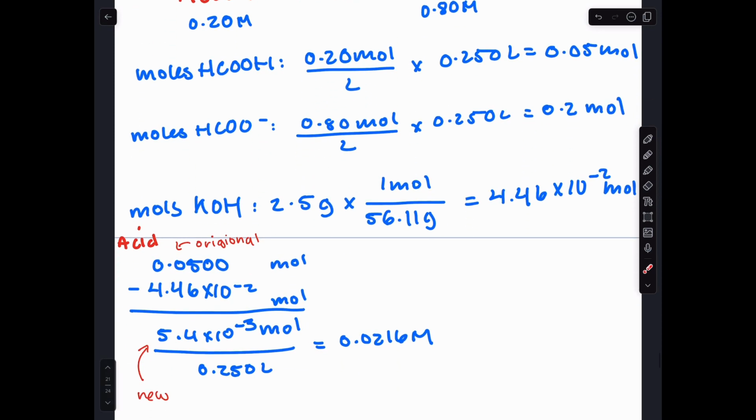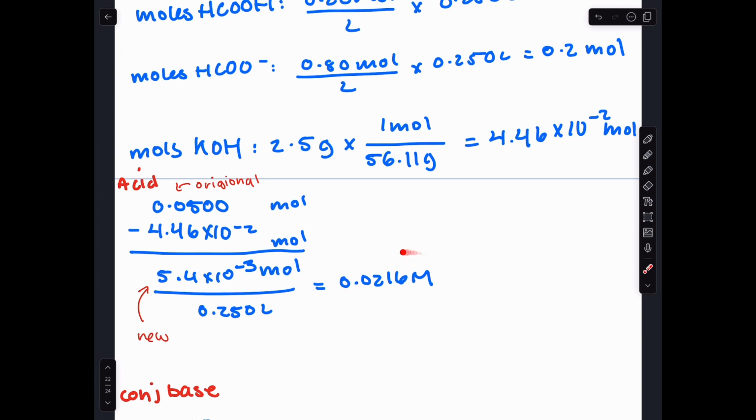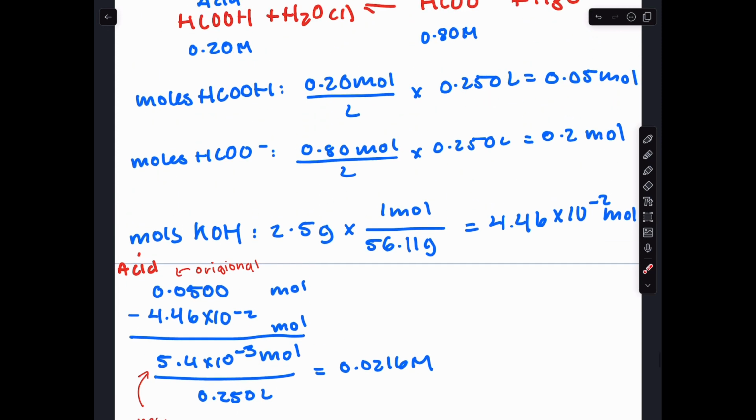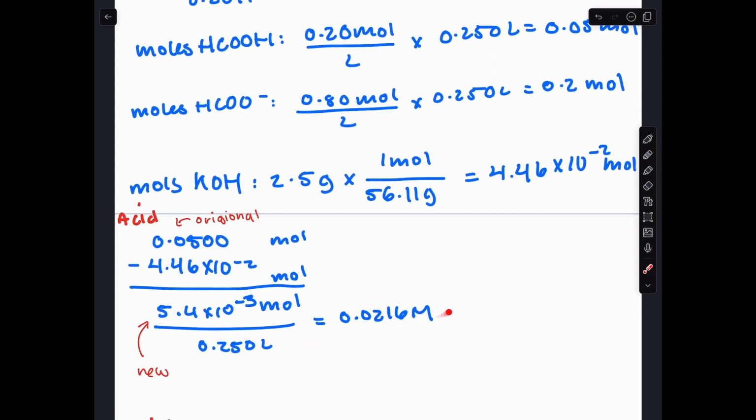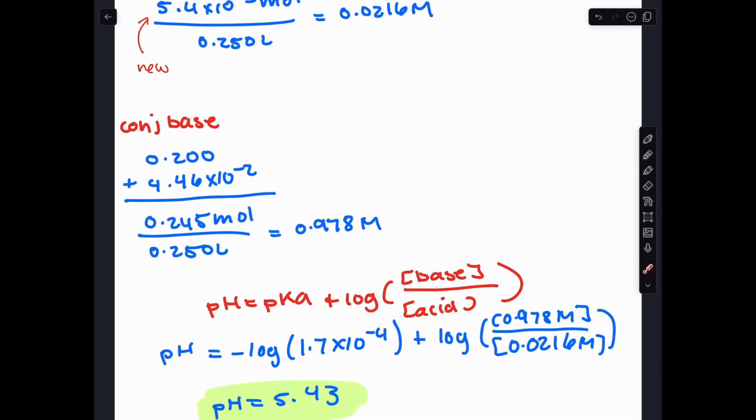Then, using those amounts that you've just calculated, for your acid you take your moles and subtract the moles of strong base, because base will neutralize the acid, and then you'll get your new amount as 5.4 times 10 to the minus 3 moles. You put that over your same liters so that you will get a molar value that you can use for your acid in the Henderson-Hasselbalch equation. You're taking that original and figuring out how many moles you have left.